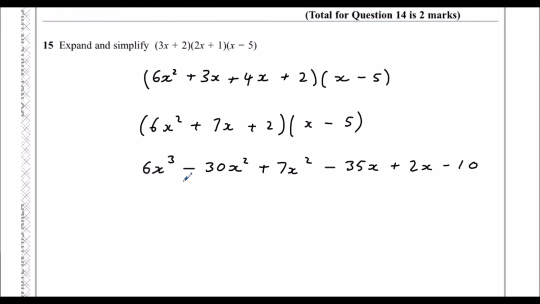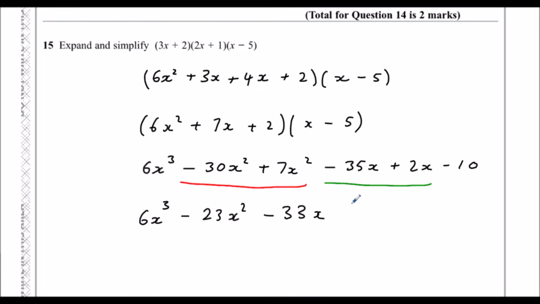So now collecting the like terms, we've got 6x cubed. That's the only x cubed term. We've got these 2x squared terms. Minus 30 plus 7 is minus 23 x squareds. The x terms, we've got minus 35 plus 2, which is minus 33 x's, and we've got a minus 10 as well on the end.